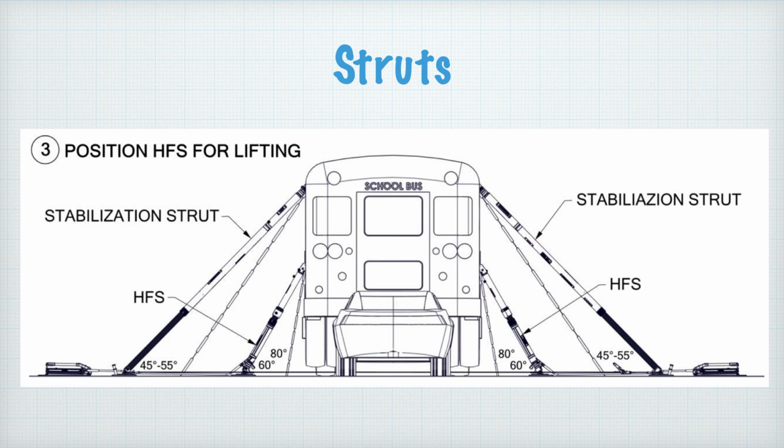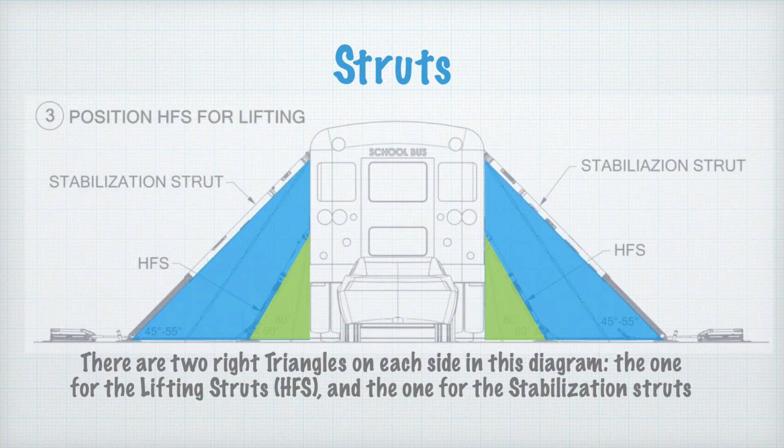So let's shift gears here to a different discipline, heavy lifting. In this instance, we're talking about heavy lifting of a school bus and using struts to do that. I pulled this image off of the Paratech website, so it's their numbers and their diagram. So if we look at the two sets of struts that are in play, you've got the stabilization strut, which creates the blue right triangle. And then you have the yellow-green colored triangle that's created by the lifting strut, or the hydrofusion strut.